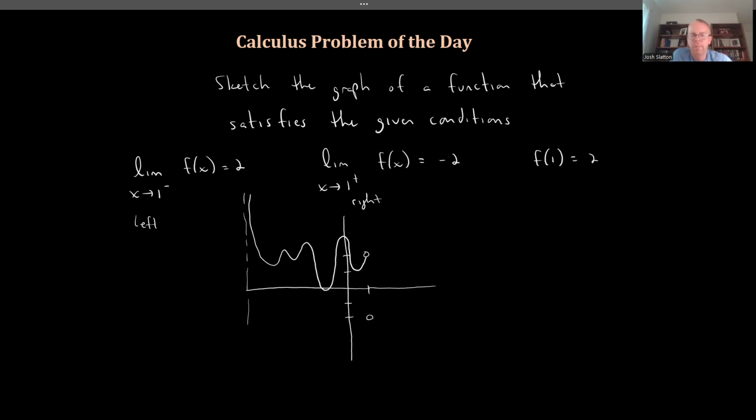Then we have the right-handed limit as x approaches 1 is going to be -2. So let's put that right there. And same thing here. You can do whatever you want. We'll just keep it a linear function. Then f of 1 equals 2. So now we're just going to fill that in right there.